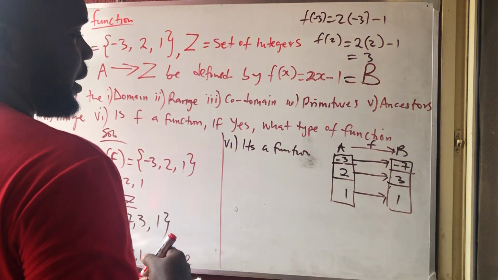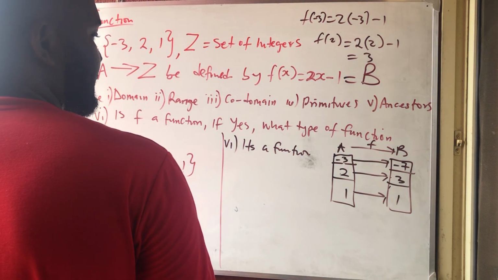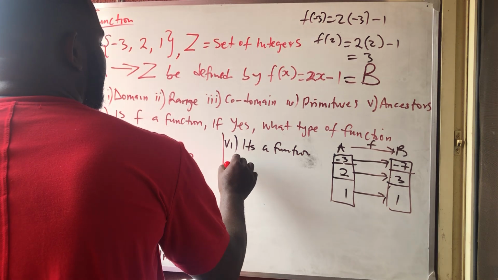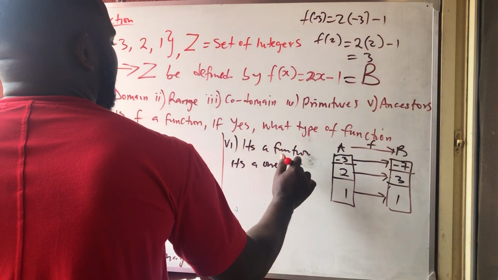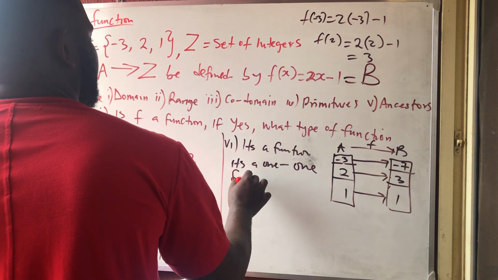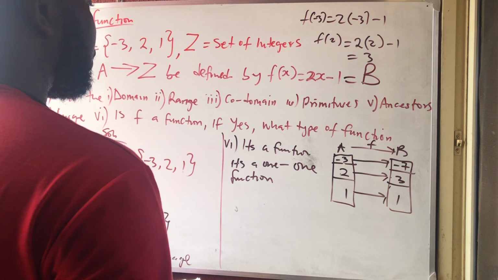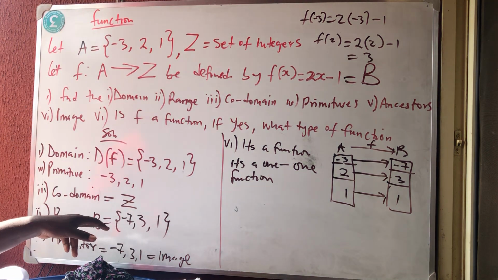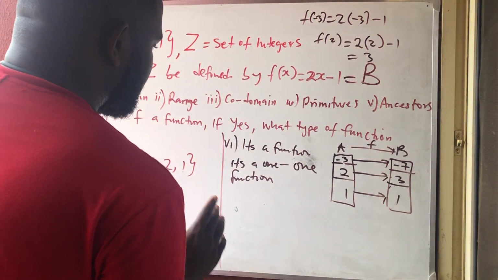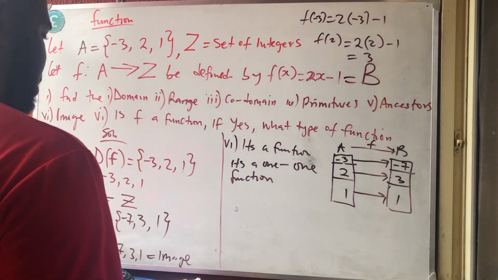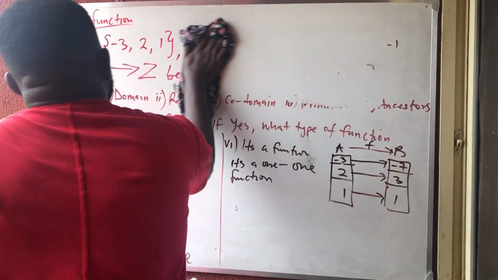So what type of function? Is it identical? No, because this is not producing this. Is it 1-to-1? Yes, it's a 1-to-1 function. Is it onto? No, it is not an onto function because the codomain is Z, while the range is just these 3 things. So it is only 1-to-1. So we have answered this question, and this is your past question.